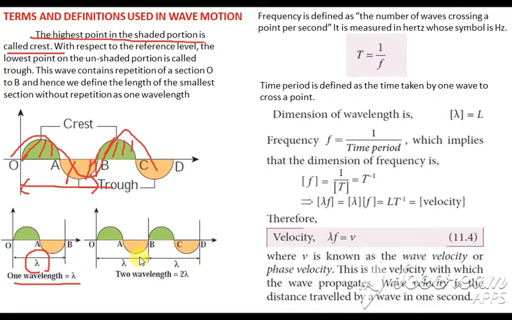Then crest, trough, same way crest and trough. So combining together, we have two wavelengths. So it is 2 lambda.